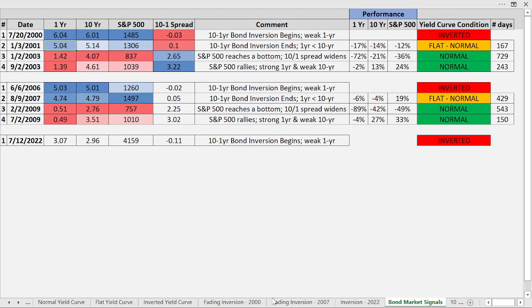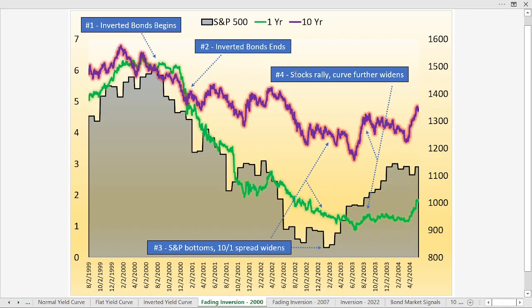Now, going back, number three. The stock market bottoms out. The S&P 500 crashes and hits a low around 2003. Notice the green line falls very, very quickly. This is the anatomy of a stock market crash. When the green line collapses, that's the 1-year bond. The purple line is the 10-year bond. The yield also goes down, but not as much.